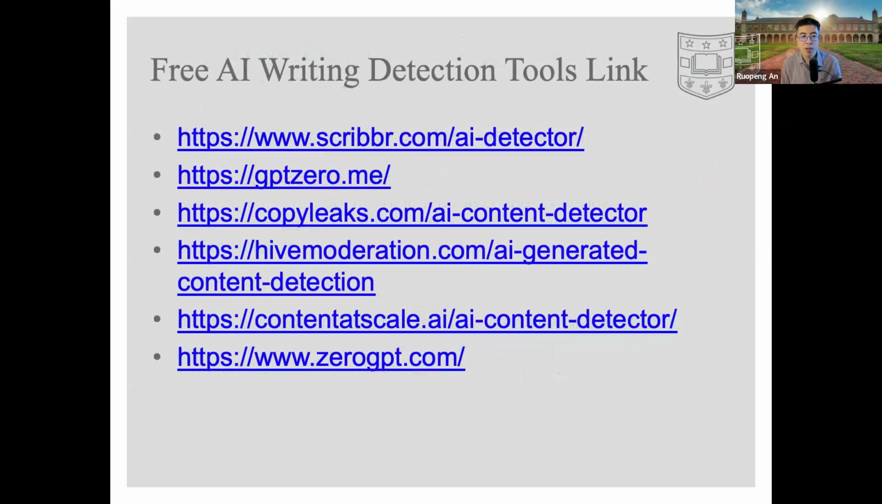So there are many other AI writing detection tools, and many of them are free. So here we give you the link to many of the free AI detection tools for you to examine and test and play with. For example, Scribbr, GPTZero, Copyleaks, Hive Moderation, Content at Scale, and ZeroGPT. So feel free to play with those tools to get an understanding of how those algorithms work, and also you may test to what extent they are accurate. Okay.